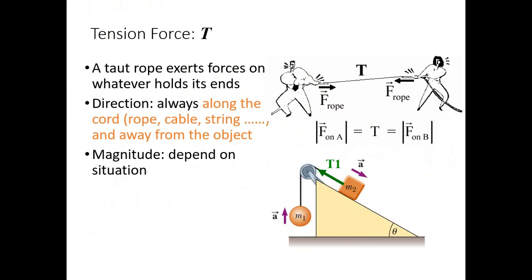See here, this is our tension. Okay, there is the tension T1. See here, there is the tension T2. Now T1 is equal to T, which is equal to T2. So the value of tension is T.